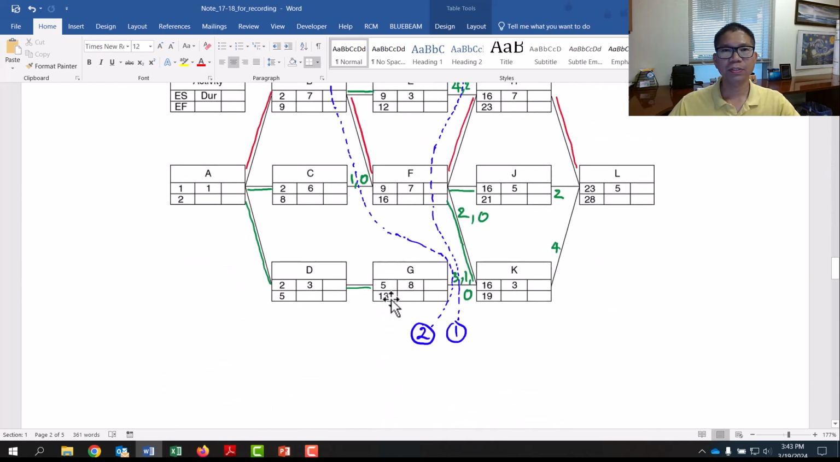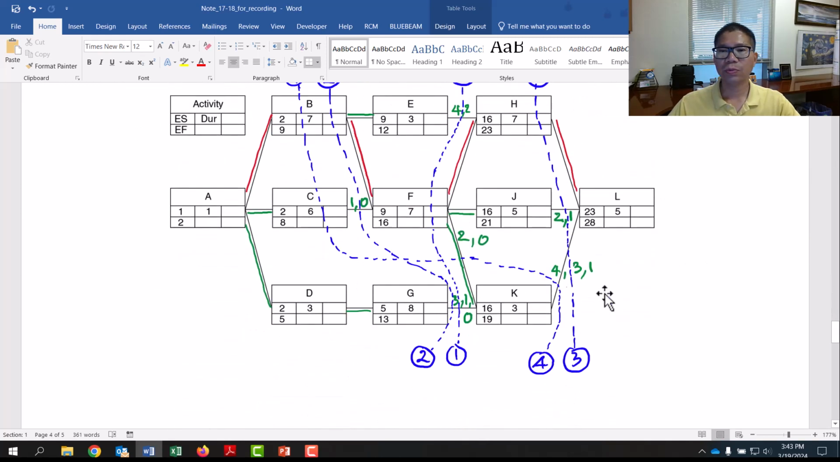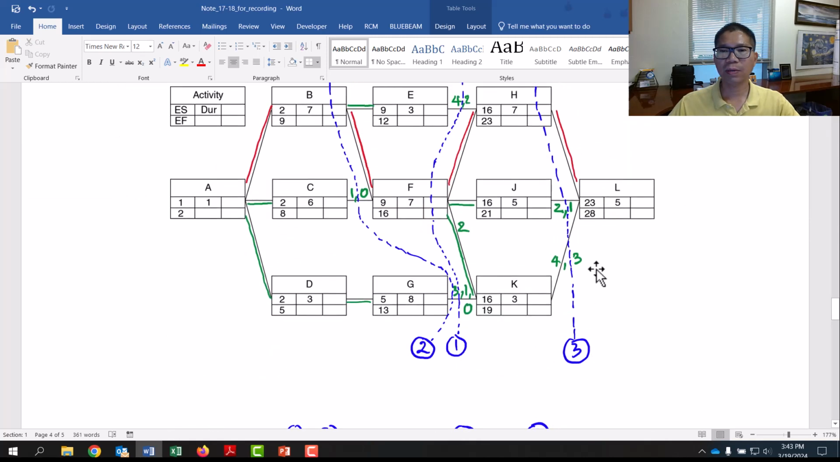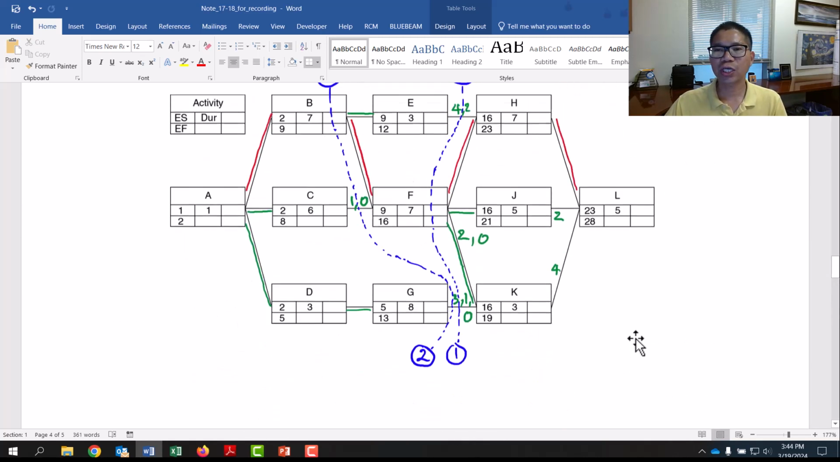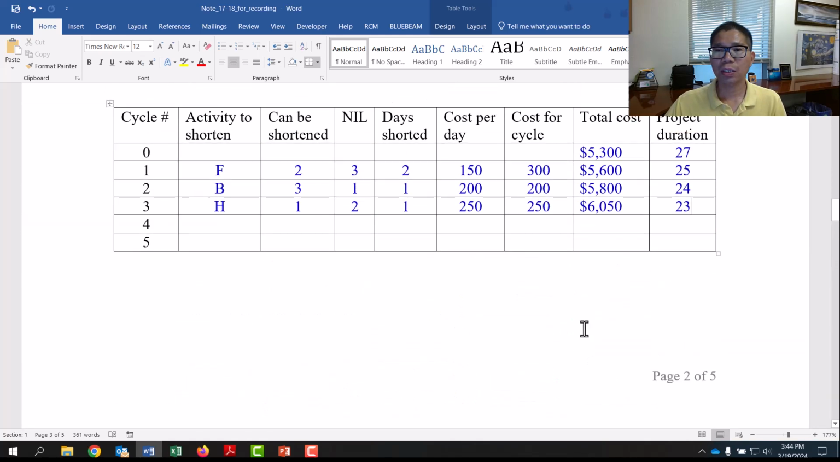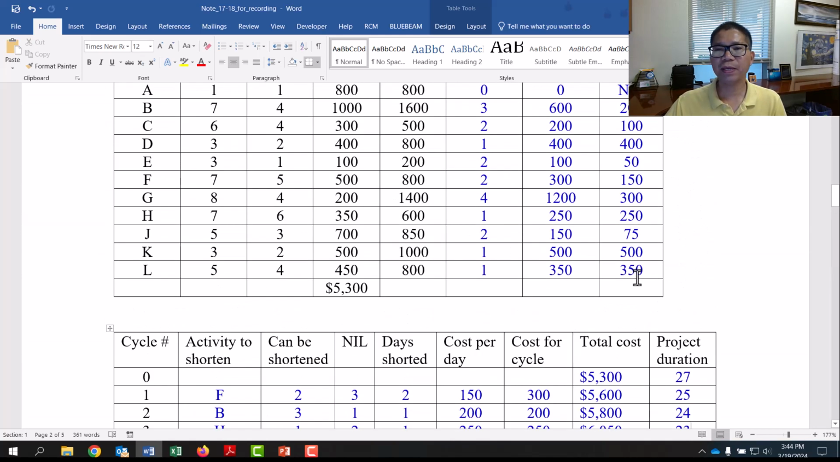After this cycle, we go through adjust. Number 3, adjust yes becomes 3, and adjust yes becomes 1, because we shorten activity H 1 day, they reduce those numbers. When the vertical line, cycle 3, goes through that link. So number 4, we can continue with cycle 4. We can cut L, which is 350.